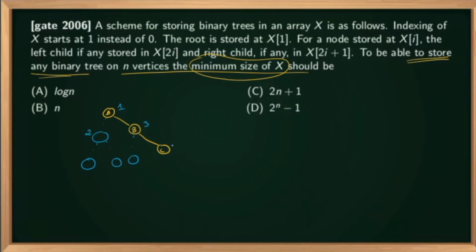So here the index will be 7. If you have n equal to 3, the value you get is 7, right? That is nothing but 2 raised to 3 minus 1, which is 7. So if you have n nodes, you have to allocate 2 raised to n minus 1 spaces to guarantee that you can store any type of tree. So the answer should be D.